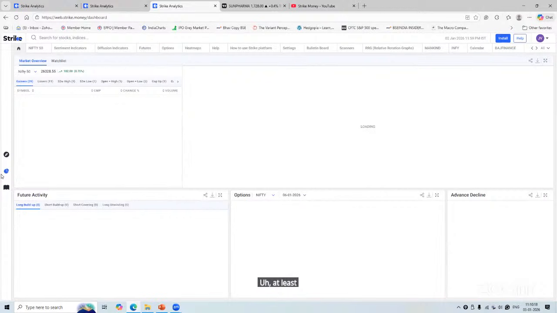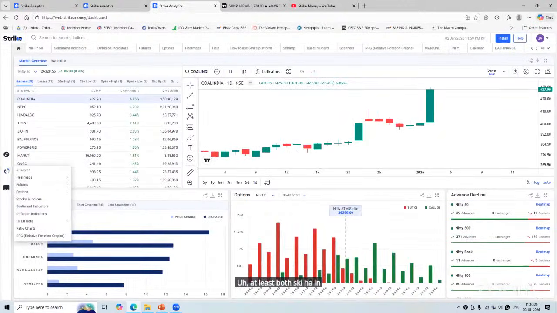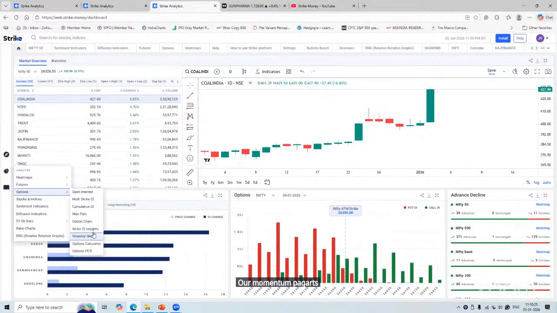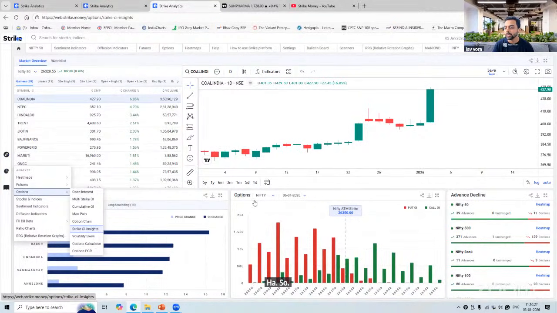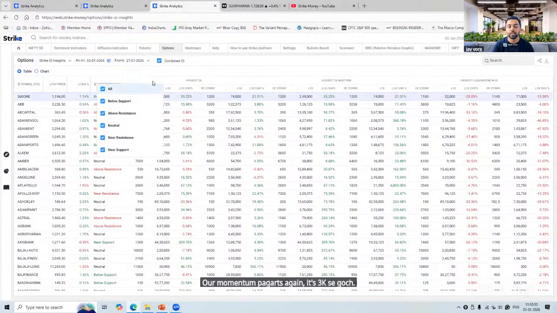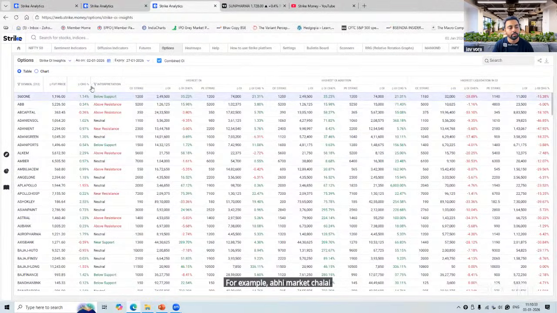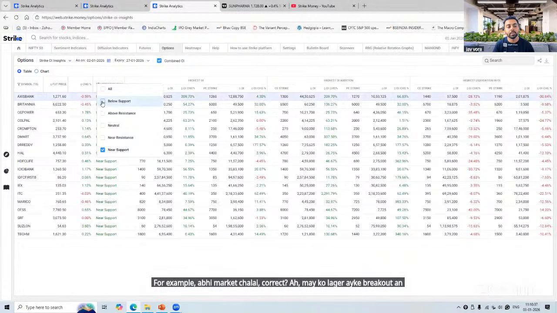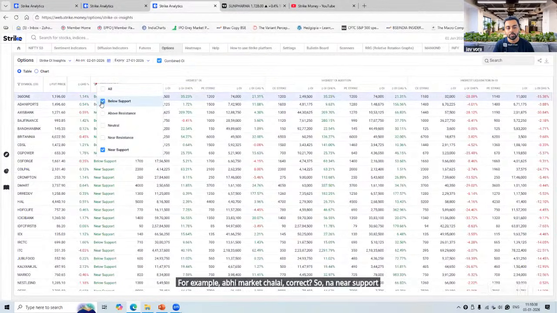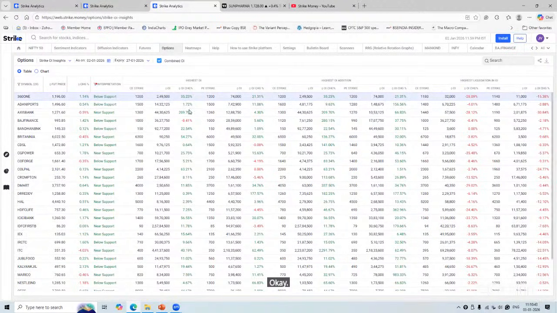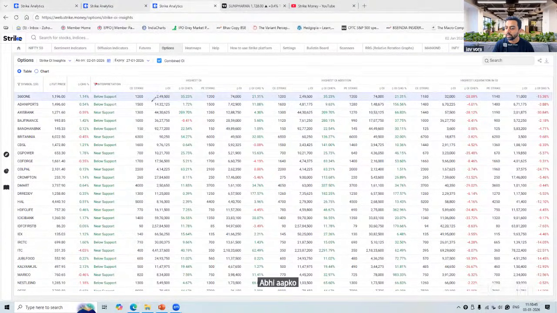स्टॉक्स सिलेक्ट कर पाए, जिनमें 2-3 डेज के लिए हम मोमेंटम पकड़ सके या इस तरीके से कुछ। तो उसमें अब ये OI insights देखोगे ना, वो आपको बहुत काम आएगा। जैसे कि फॉर एग्जाम्पल अभी मार्केट चला है, और मेरे को लग रहा है कि ब्रेकआउट आने वाला है, तो इसमें आप नियर सपोर्ट और बिलो सपोर्ट ये क्लिक करोगे ना, तो अभी आपको OI का कंसेप्ट पता है, राइट?